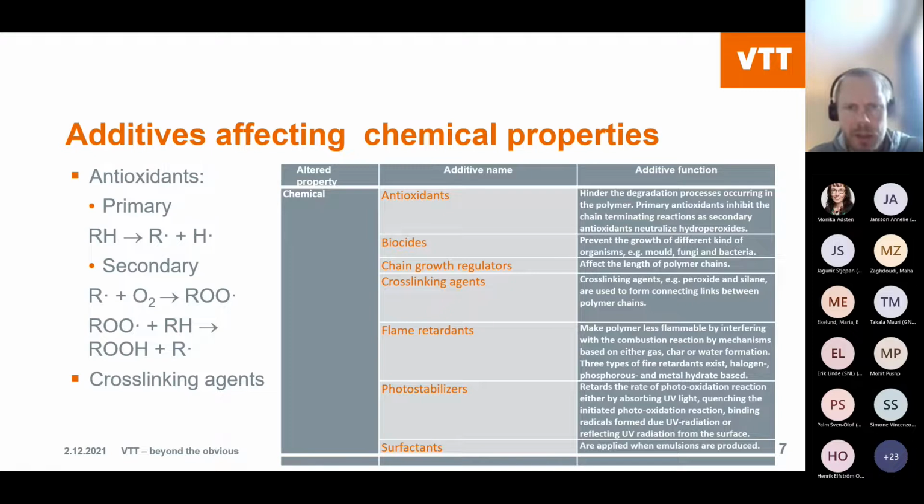And here we have a list of different types of other additives: biocides, kind growth regulation, cross-link agents that affect directly the molecular structure of the polymer. Then we have flame retardants, photostabilizers, and also surfactants when emulsions are produced.